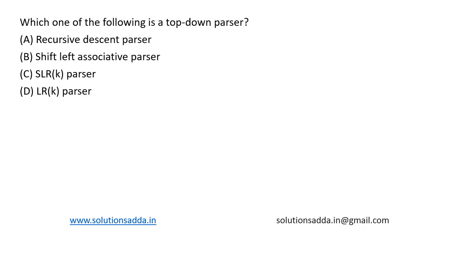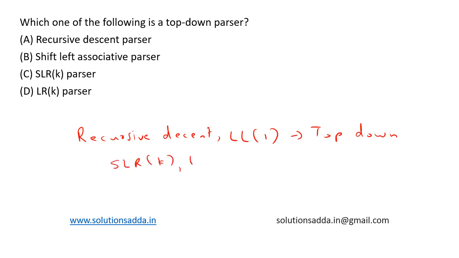This is a question from compiler design. Which one of the following is a top-down parser? Recursive descent parser, shift left associative parser, SLR(k) parser, LR(k) parser. So the parsers can be either top-down or bottom-up. In top-down parsers, some examples include recursive descent parsing and LL(1) parsers. These are examples of top-down. And in bottom-up, we have SLR(k) and LR(k) parsers.